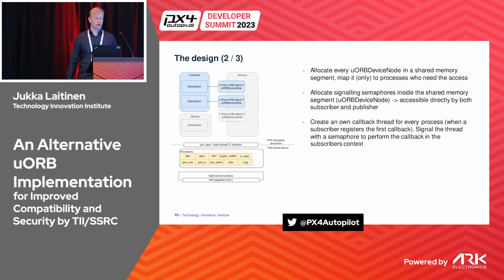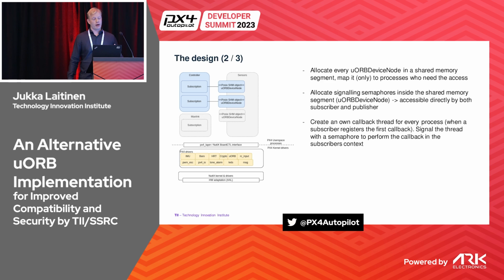This now shows how it works. Basically, when a sensor publishes some data, it creates its topic instance. It first creates a POSIX shared memory segment, then it allocates the uORB object inside that. Now when the other process that subscribes to it needs the same data, it can map that same shared memory segment to its own memory space. So now both can access the same device node, but the other memory is still protected. Only those things which need to be shared are shared across these processes.